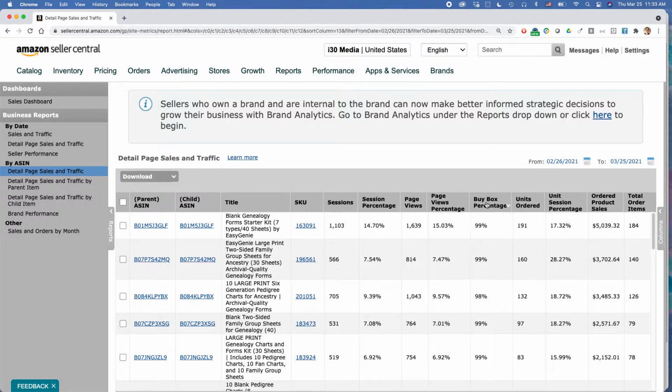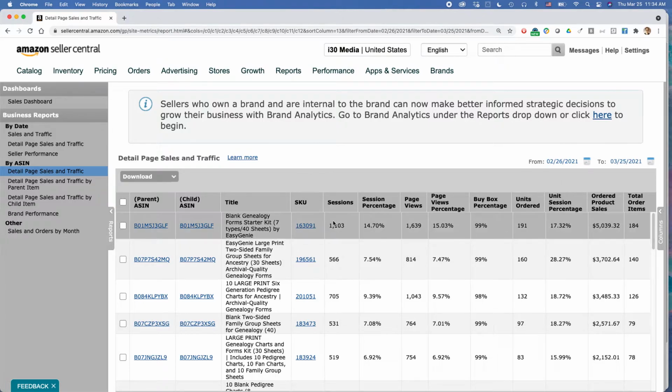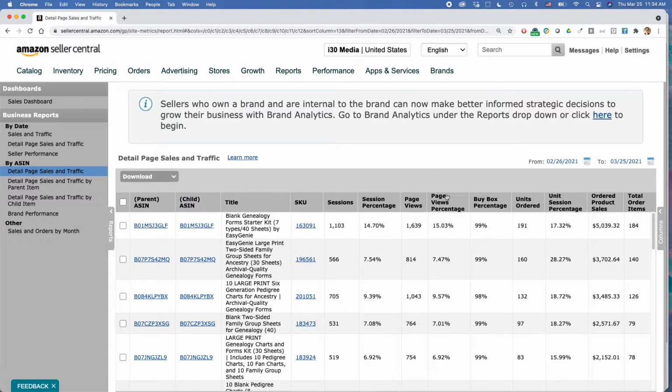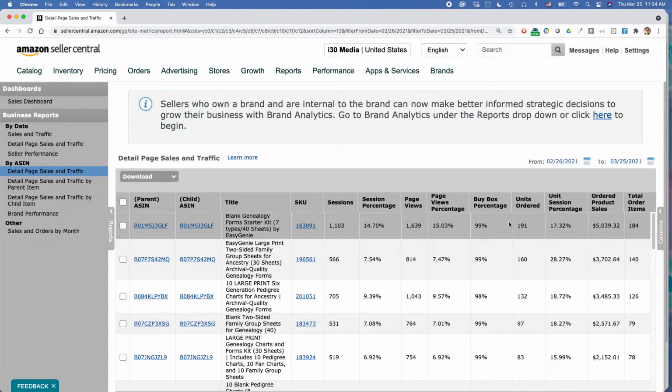I think a lot of people focus on buy box percentage, but actually I think there should be more focus on this figure right here, unit session percentage. What this number is showing, this is basically the conversion rate. They're not using the term conversion rate. They're using a technical term that is based on how many sessions there are. So for this particular item, 1,100 sessions in the time period selected, and then the number of units ordered, 191. So they do a little bit of division, and they come up with this particular figure.